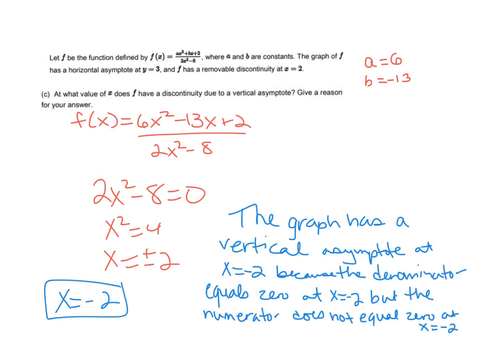The easiest way to explain it is that the graph has a vertical asymptote because the denominator equals 0 at x equals negative 2, but the numerator does not equal 0 at x equals negative 2. Keep in mind that if both the numerator and denominator equal 0 at that point, that's going to be a hole in the graph. Since only the denominator equals 0, it's a vertical asymptote.